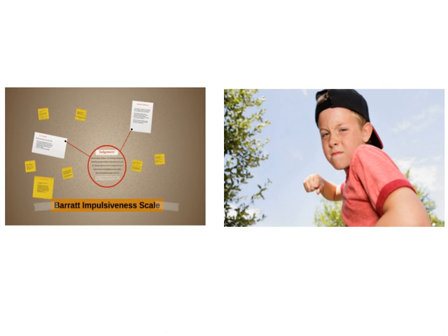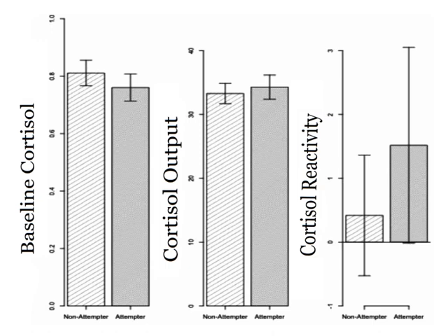They can then measure their baseline levels of cortisol, their total cortisol output, and their cortisol reactivity. The results showed that the baseline cortisol levels were similar between the non-attempter group and the attempter group. During the Trier social stress test, the total level of cortisol output was similar as well. The only difference seen between the non-attempter and the attempter group was cortisol reactivity, but this difference was not statistically significant.